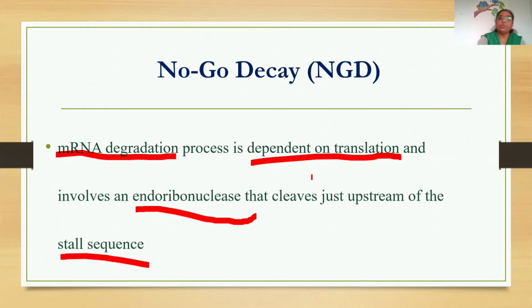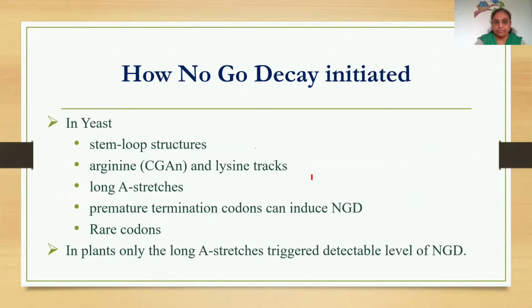Now, how is the no-go decay pathway initiated, or what triggers it? In yeast, it has been observed that when there are stem-loop structures, arginine or lysine tracks, long stretches of adenine residues, a premature termination codon, rare codons, or chemically modified mRNA, the no-go decay pathway is triggered. In plants, it is observed that long stretches of A trigger the no-go decay pathway.